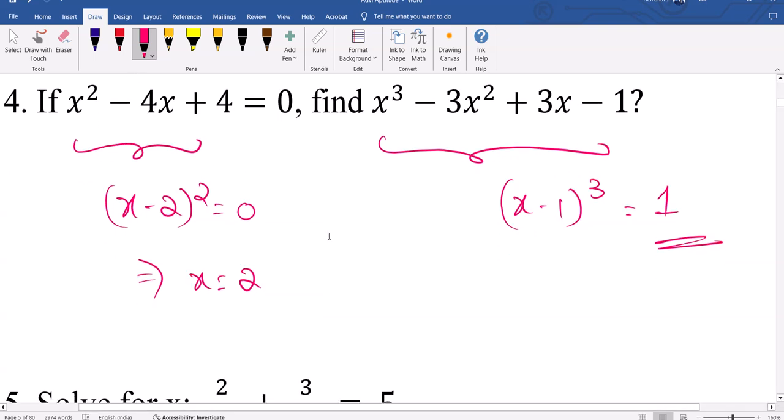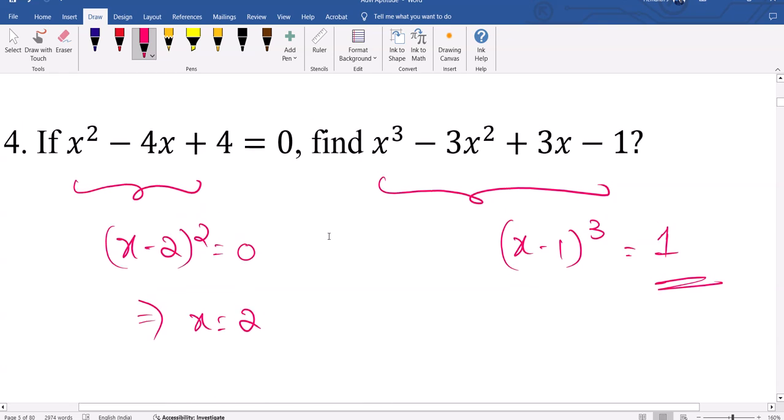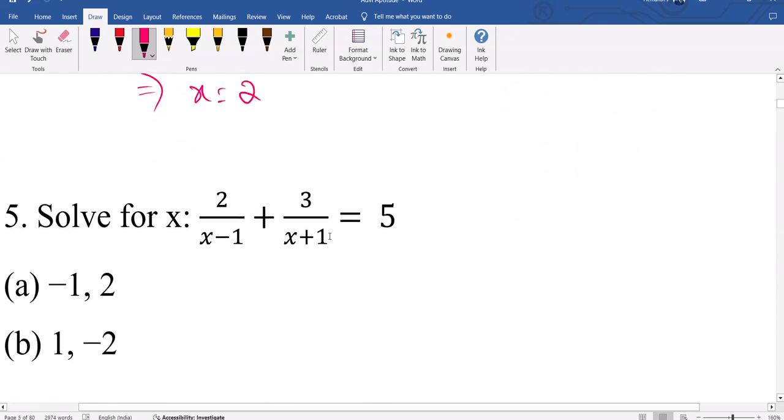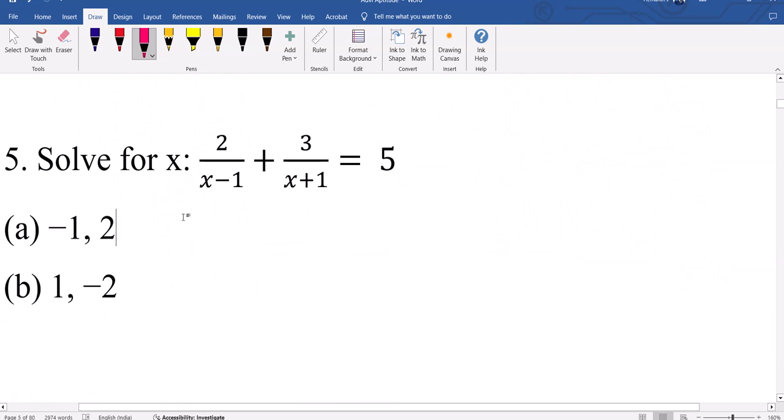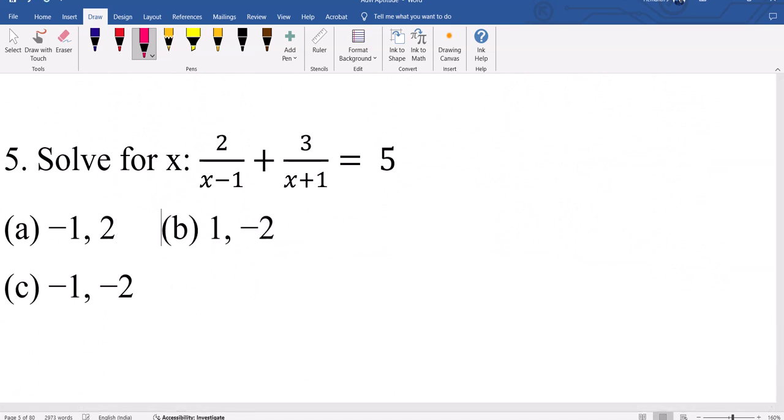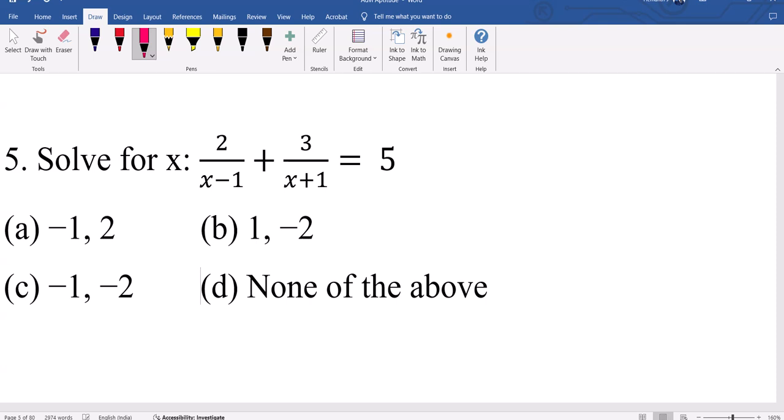X square minus 4x plus 4 equals 0. You have to find the x value, then substitute in the next equation. Now one more. Now let me see how many of you can give the answer. I'm giving options. Look into the options. I believe people can see the question. 2 upon x minus 1 plus 3 upon x plus 1 equal to 5.